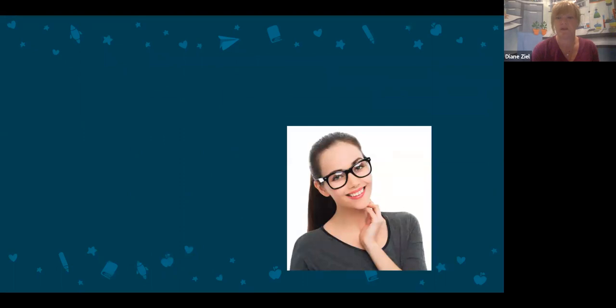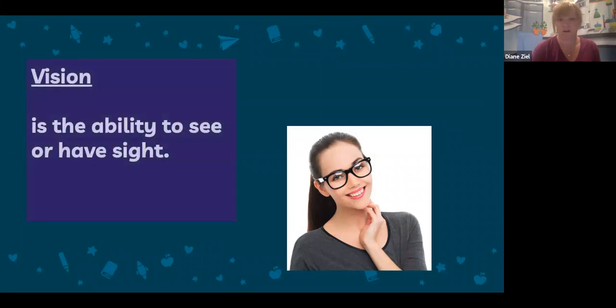Here you see a woman wearing glasses to help her with this sense. If you said vision, you're correct. Vision is the ability to see or have sight.